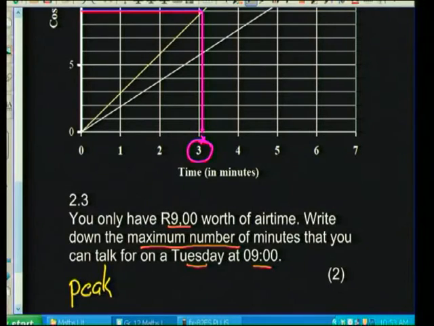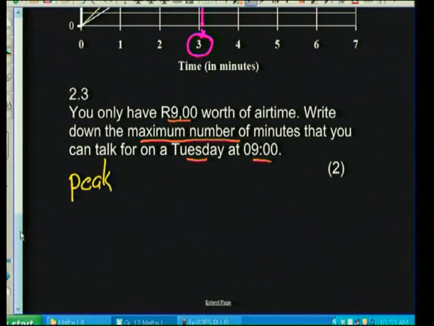But I'm not sure how they actually charge. And if I spend over 3 minutes, they're going to charge me for the next. And I'm pretty sure that that's what's going to happen. So the maximum number that I can actually talk for is the number before where my graph cuts the x-axis. So it has to be 3 minutes. So the maximum number in this case is 3 minutes. Anything more and I'm going to be charged for the next number of minutes.